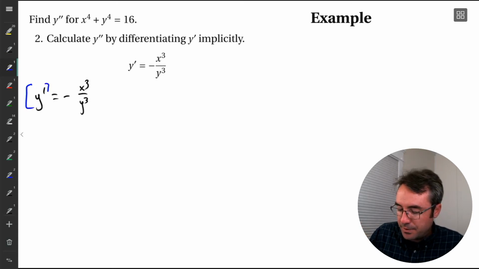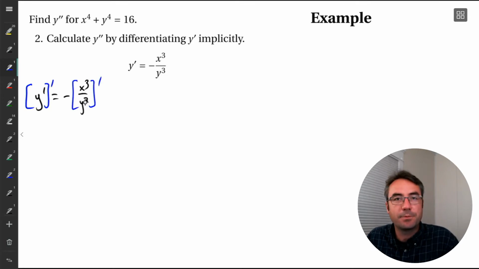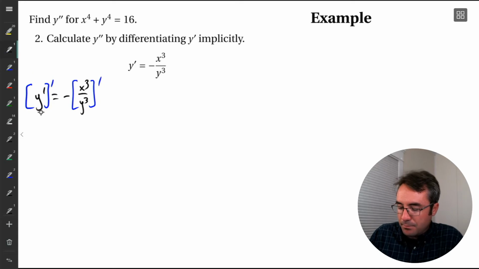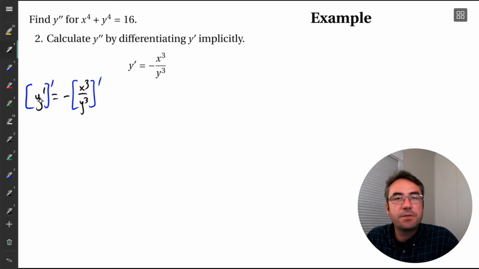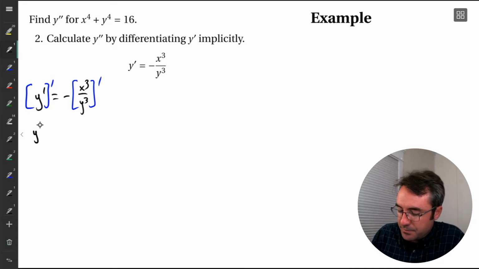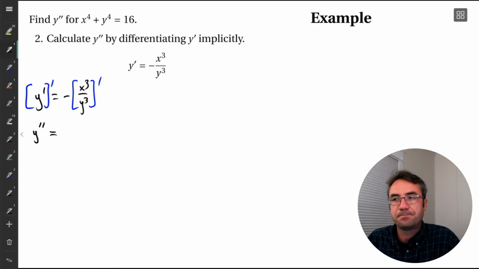So apply the derivative to both sides, going term by term. Now this negative is a constant multiple, so I've just left it outside of the differentiation process. We know we can do that with constant multiples. All right, what do we get when we differentiate the first derivative? We get the second derivative. So we're going to get y double prime.